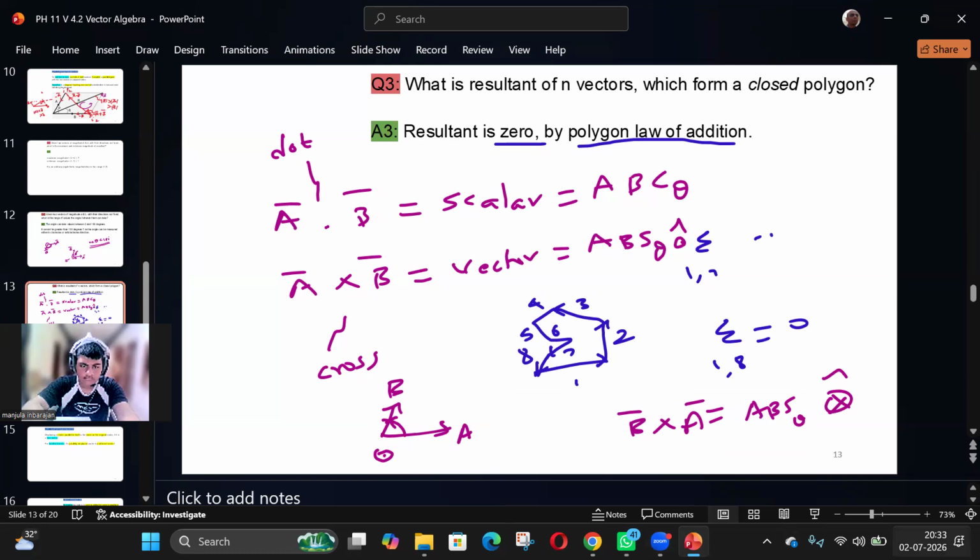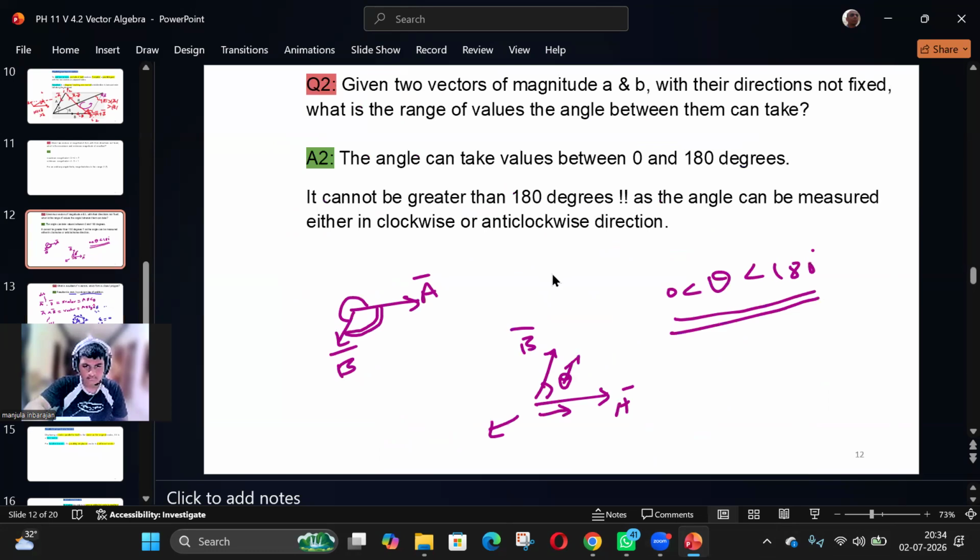Yes, sir. Two ways of multiplying. One will give me a scalar, the other one a vector. They will teach this next. Okay, sir. So we'll continue next time. Two minutes are left.